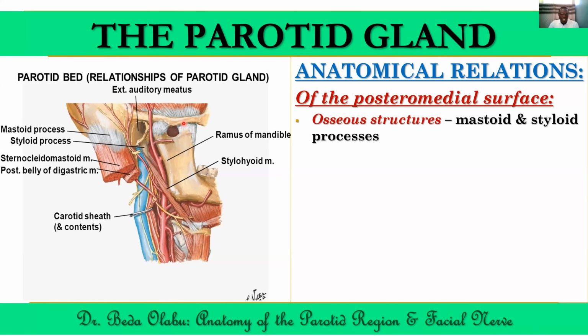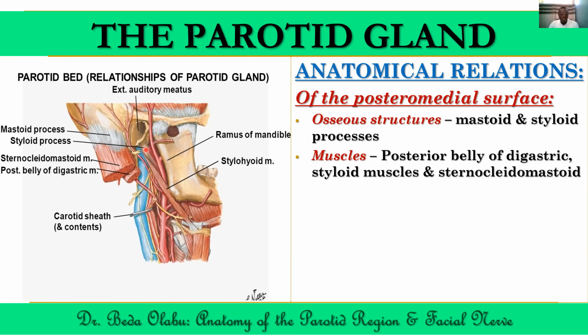We can classify the posterior relations according to what type of tissues they are. The osseous structures, which means the bony structures, we have the mastoid process, which is somewhere there, and the styloid process, which is somewhere there. In terms of the muscles, we have the posterior belly of digastric muscle. We also have the sternocleidomastoid muscle there.